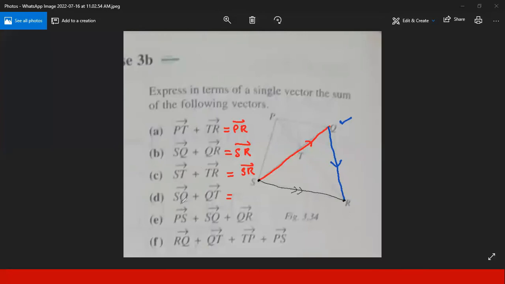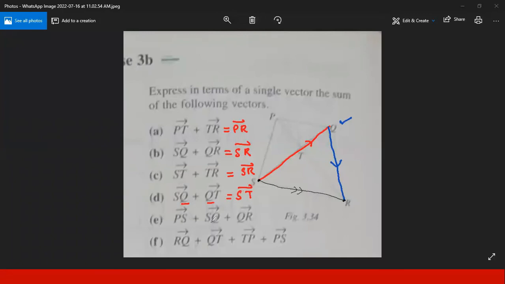In the next part D, a person travels from S to Q and then Q to T. You can see that the tail of the second vector is at the head of the first vector. So the shortest path is ST.